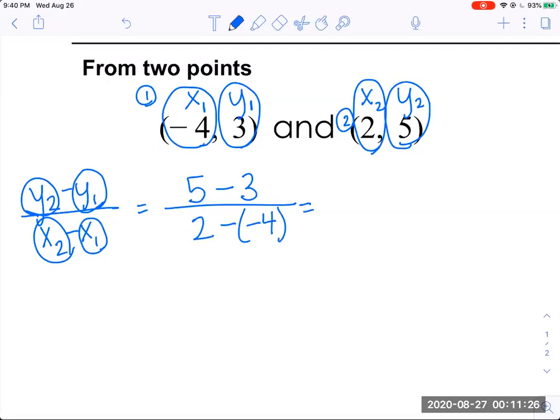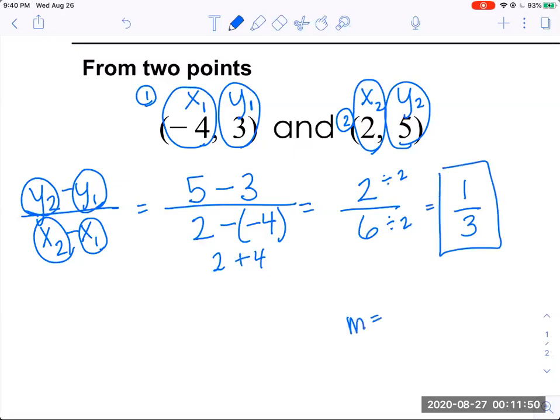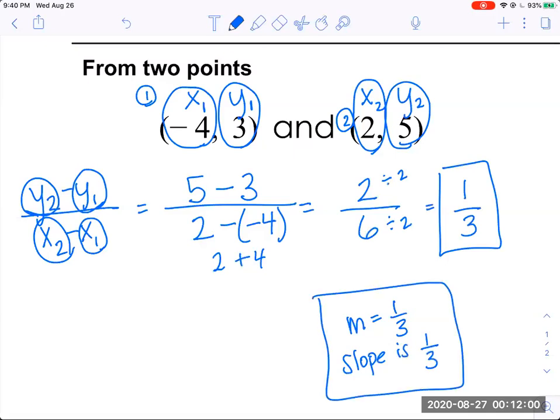I'm going to say, okay, 5 minus 3 would be 2, and 2 minus negative 4 is like 2 plus 4, which is 6. I'm going to go ahead and simplify by dividing by 2 on top and bottom. That gives me 1/3. Right, so 1/3 would be my slope. I could say m equals 1/3, or I could say slope is 1/3. So this is from 2 points.